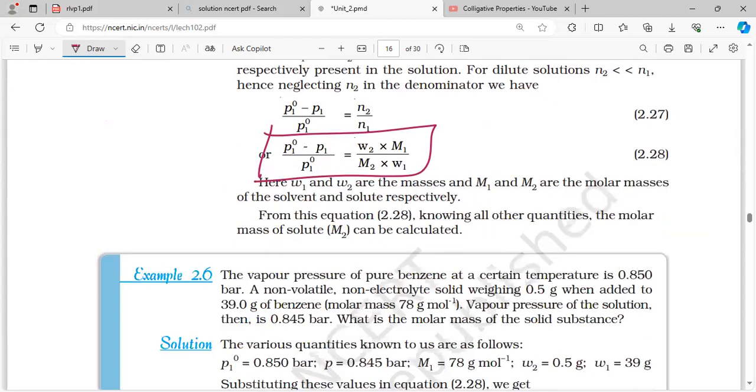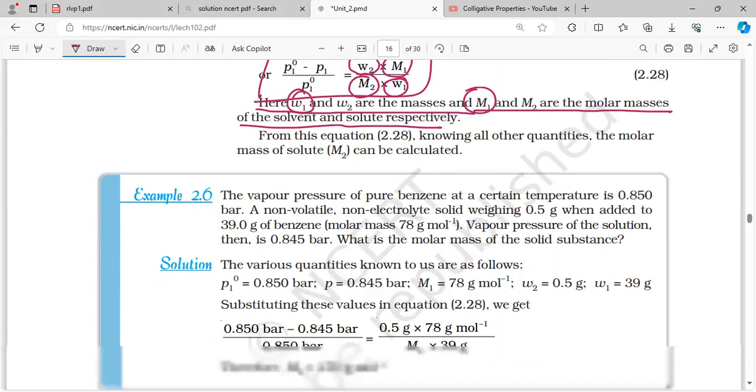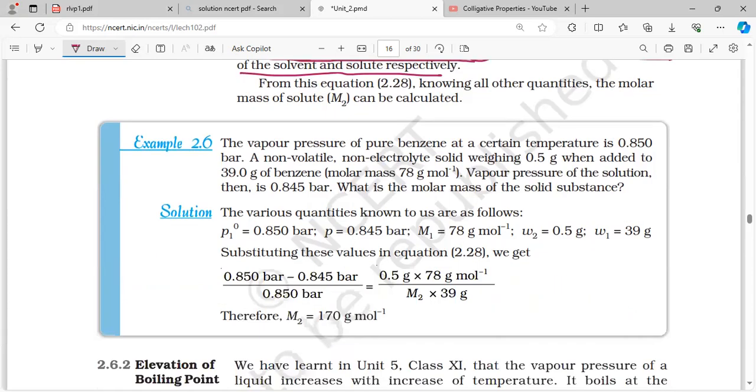So M2 is what? W2 is the given mass of solute. M2 is the molar mass of solute. M1 is the molar mass of solvent. W1 is the given mass of solvent. So here, W1 and W2 are masses, and M1 and M2 are the molar masses of the solvent and solute. Means 1 is the solvent and 2 is the solute. I am telling you once more because you may forget these things.